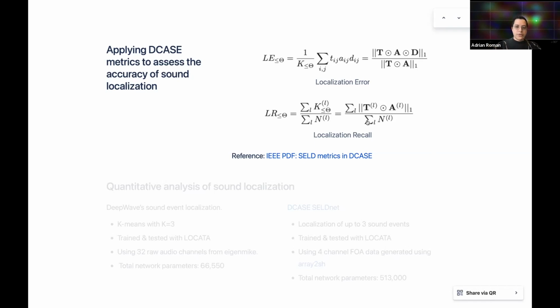The 2 main metrics we use in this project are localization error, which tells you the angular distance between the predictions and the ground truths. You can think that the closer this value is to 0, the better. And localization recall, which tells you the true positive rate across all audio frames for our predictions. And again, you can think that the closer this value is to 1, the better.